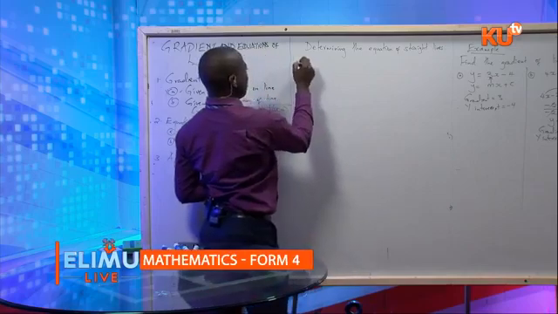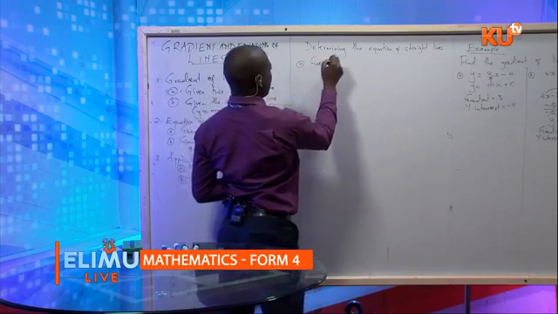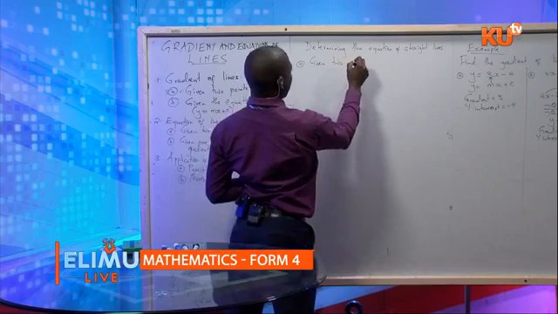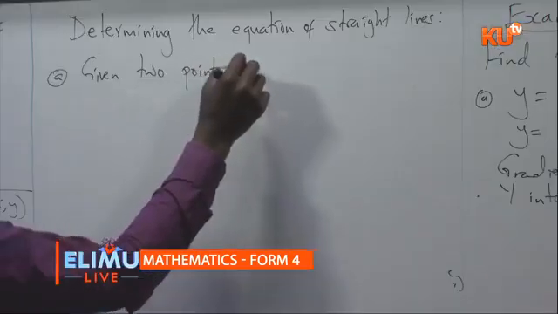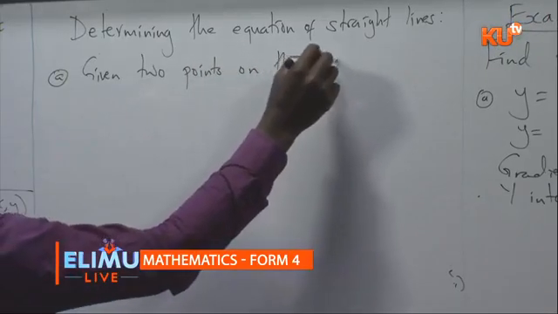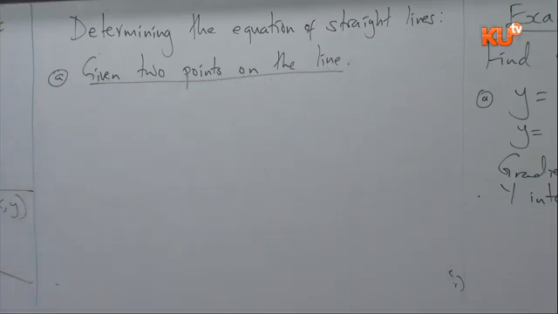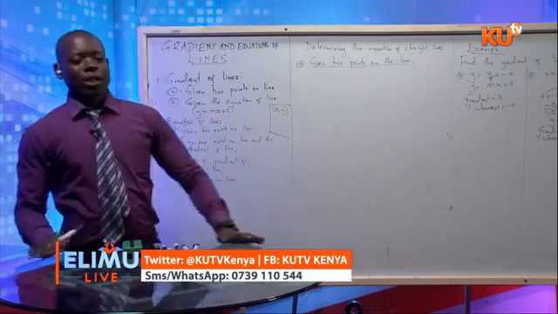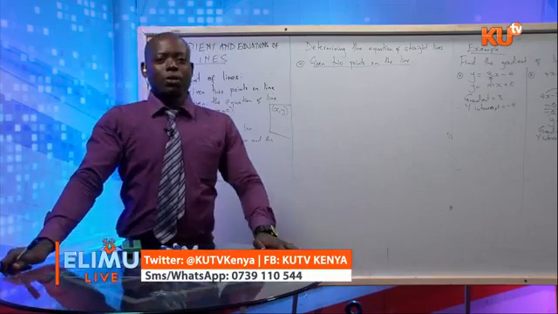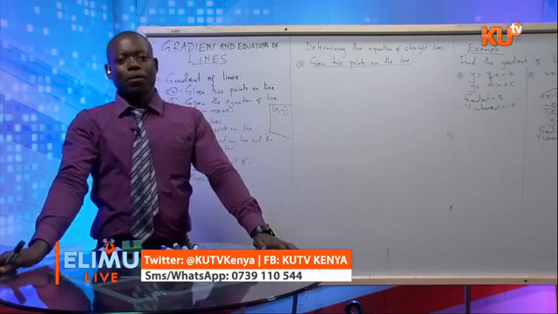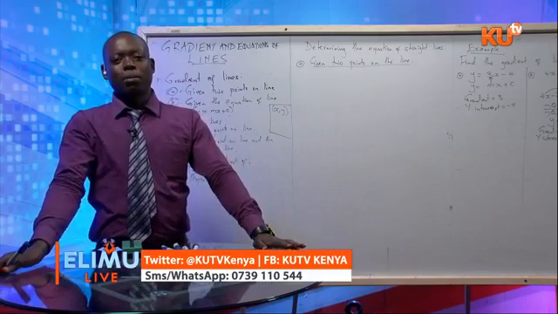Case 1, when you're given 2 points on the line. So how do we determine the equation of a straight line when you're given 2 points on the line? The procedure is very simple.